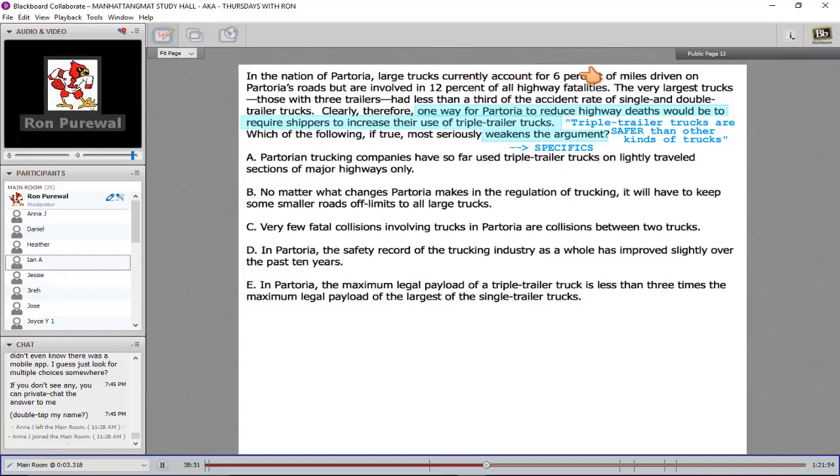Well, big trucks in general are 6% of the miles on the road, but are 12% of highway deaths. But the biggest trucks, the ones with three trailers, have a lower accident rate. So they're saying trucks with three trailers had a lower accident rate. Therefore, these trucks must be safer than other trucks.